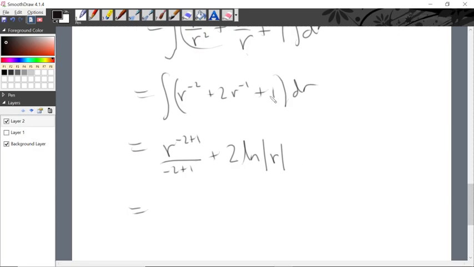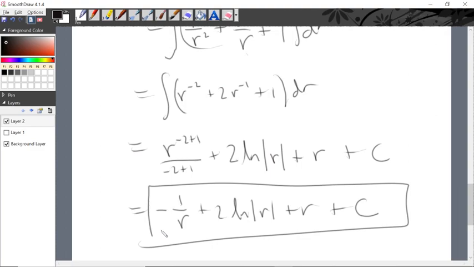And the antiderivative for 1 with respect to r, that would just be plus r. And then we need a plus c there for an arbitrary constant. Let's simplify this. R to the negative 2 plus 1 is r to the negative 1 divided by negative 1. So we have negative r to the negative 1, or negative 1 over r, plus 2 natural log absolute value of r, plus r, and then plus c.